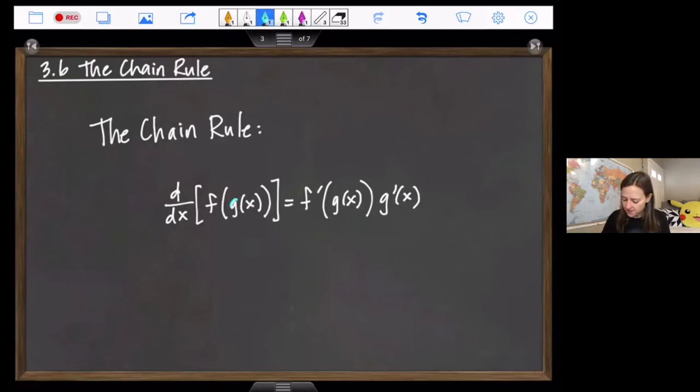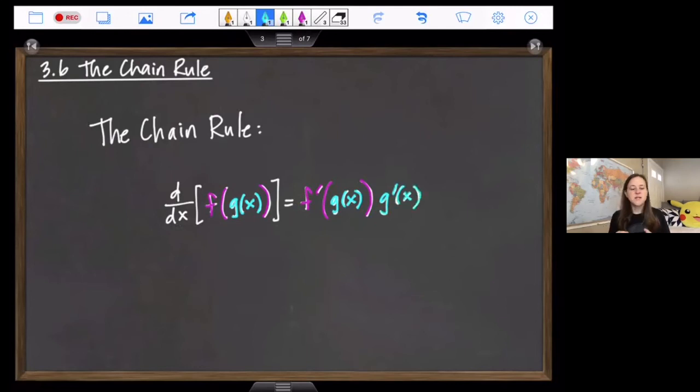So g of x is in the role of the inside function. You can see it's inside the parentheses of the f of x function. All right, so this says to take the derivative of that outside function. So it says take f prime, so derivative of the outside function. But look what's inside that derivative. It's g of x, not the derivative of g of x. It's g of x left alone. So this tells you to leave the inside function alone. Then after you're done with that, you multiply by the derivative of the inside function.